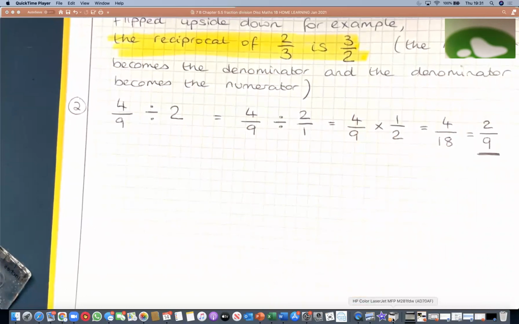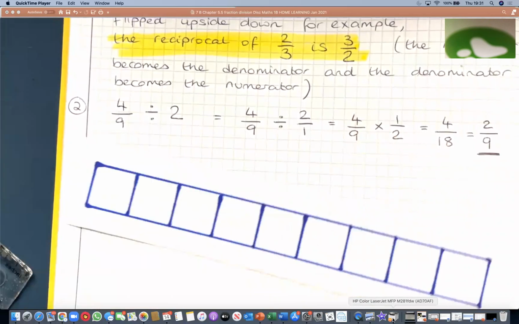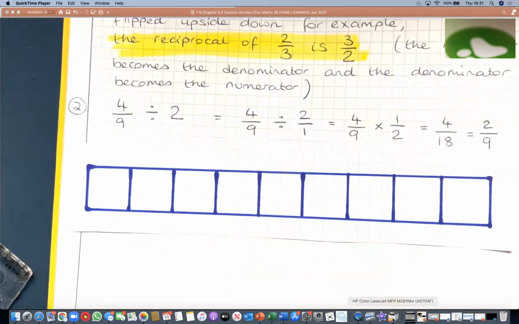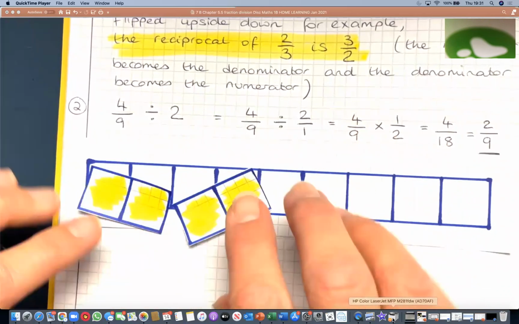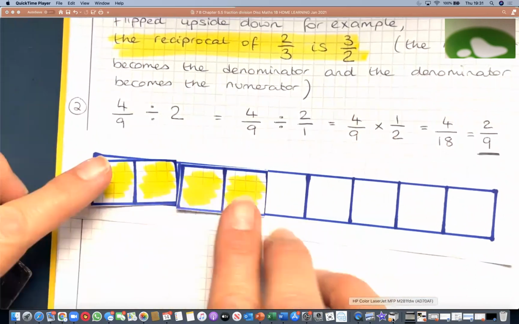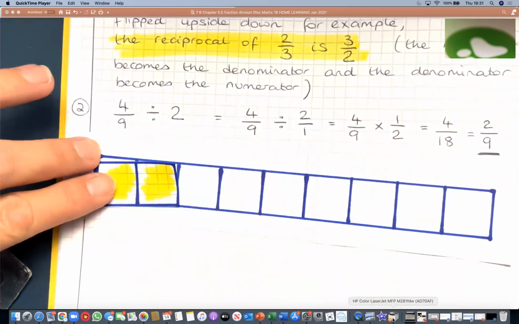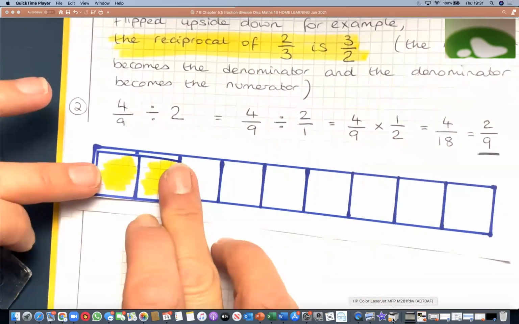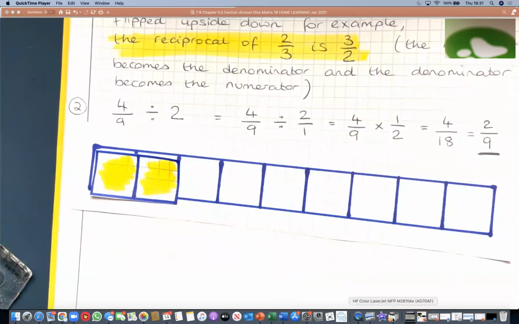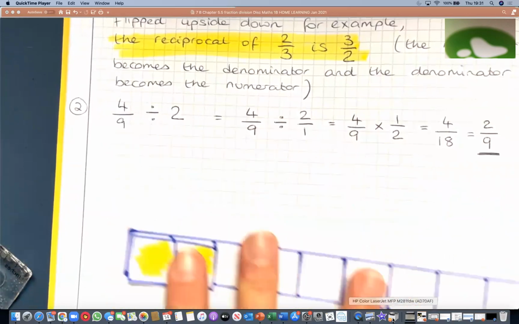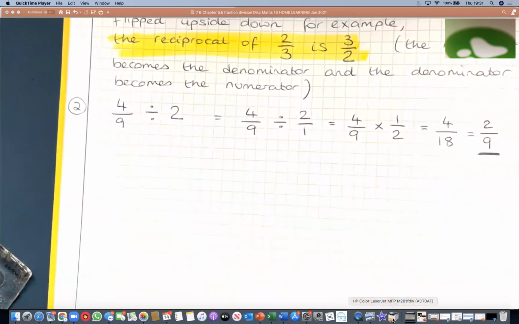Okay, let's have a look and see what that looks like. So I start with 4/9, okay? And I'm dividing by 2. I'm halving my 4/9. So therefore, I have half as much as I had before. So I need to take half of it away, and I'm left with 2/9. So hopefully visually you can see that. Let's try another example and see what it looks like.